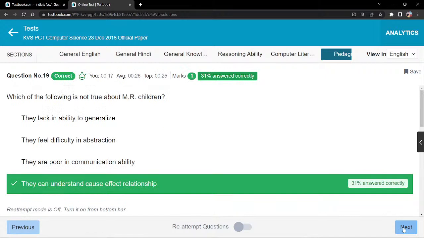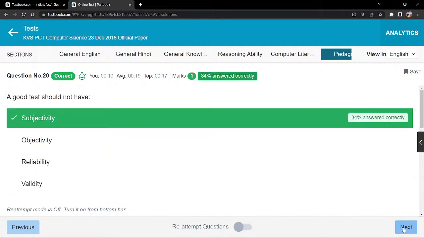Which is not true about ID children? They can understand the cause effect relation. Actually, ID children basically lack ability, they find it difficult, and there is poor communication. A good test should not have subjectivity.